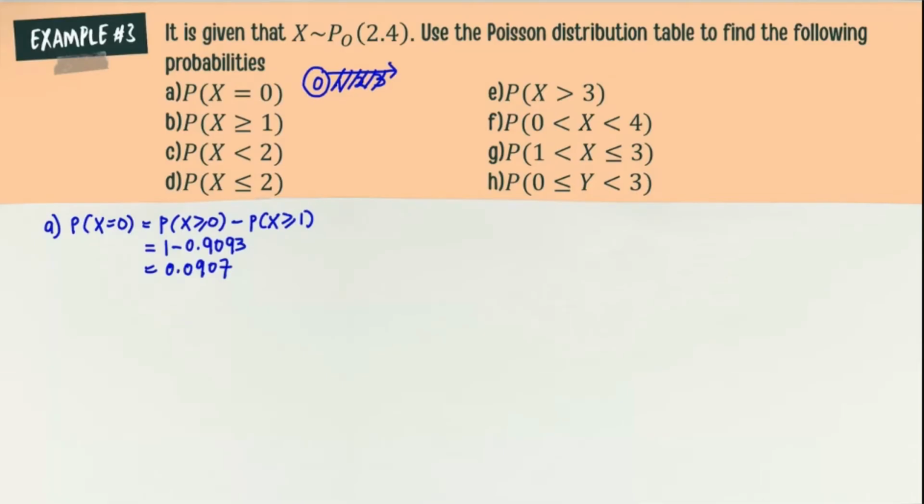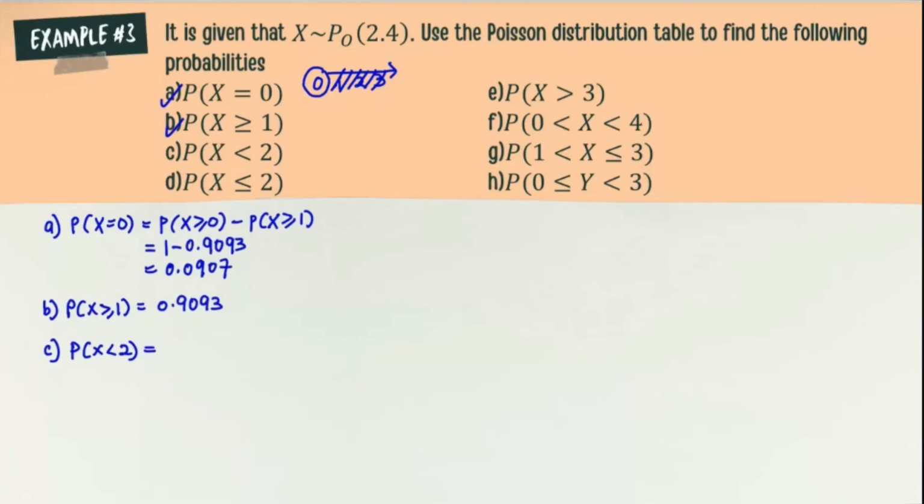So now let's look at question B. P of X greater than or equals to 1. Greater than or equals to 1, kita boleh directly baca daripada table, which kita dah baca dah tadi, 0.9093, settle B. So now let's look at C. Cik laju kita hari ni. C, P of X less than 2.